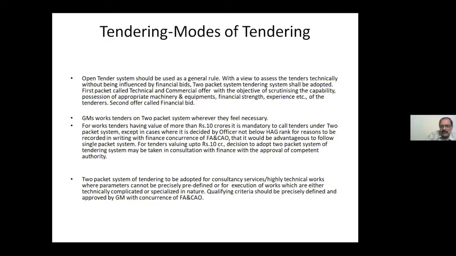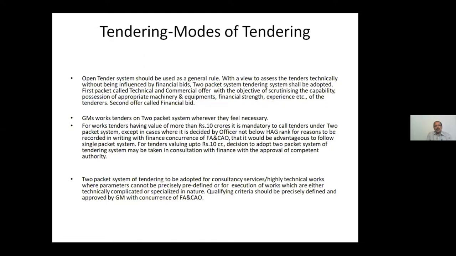So suppose there are 5 participants. All the technical packets of these 5 participants will be opened and scrutinized as per the eligibility conditions laid down in the tender. So whoever gets qualified, suppose out of 5, only 3 are getting qualified in the first stage. Only those 3 tenderers' financial bid will be opened in the second stage. So here we will not be influenced by the rate quoted as in the case of single stage tendering.